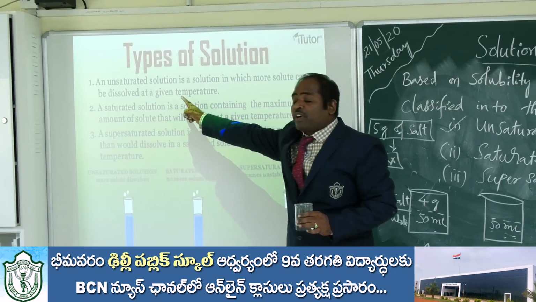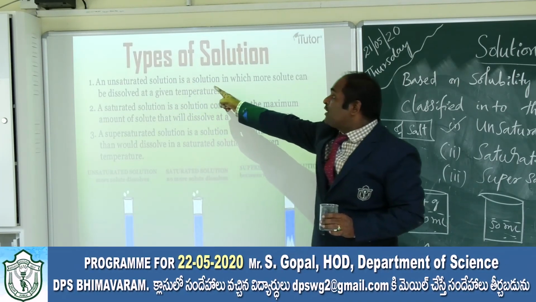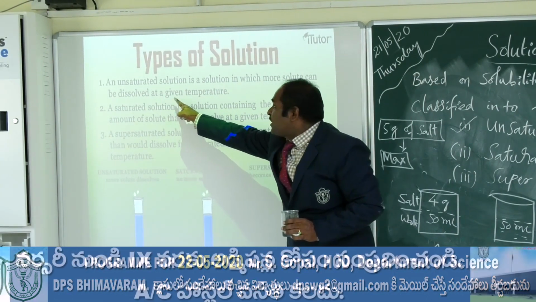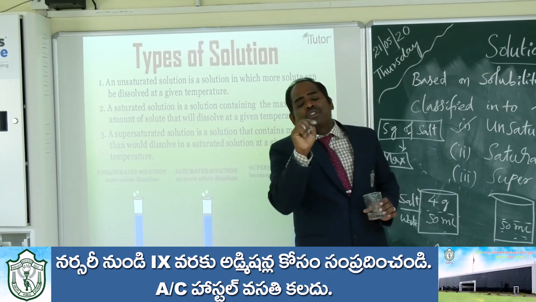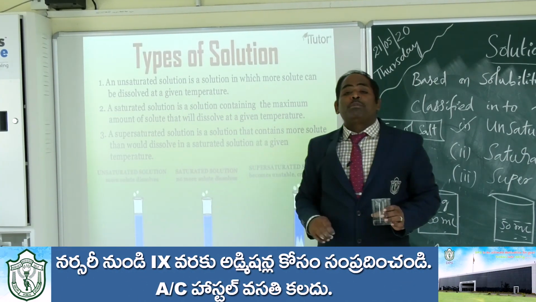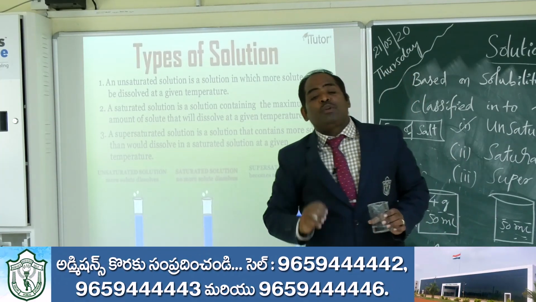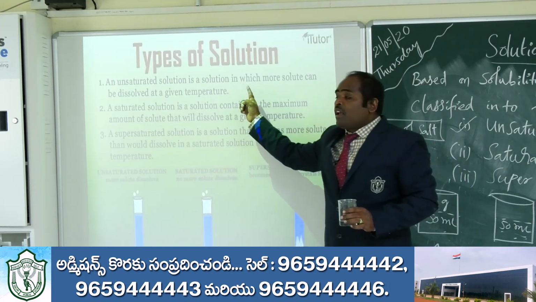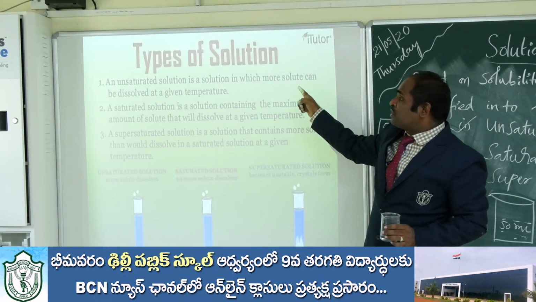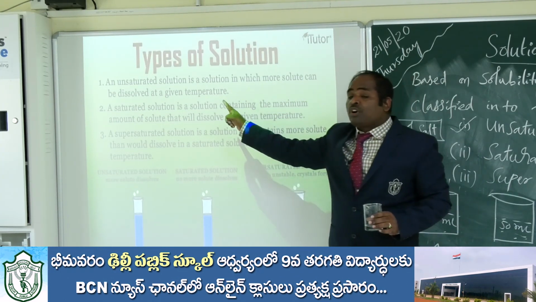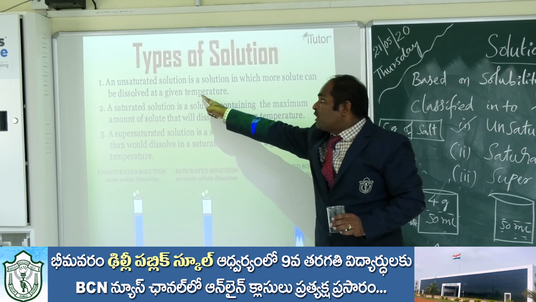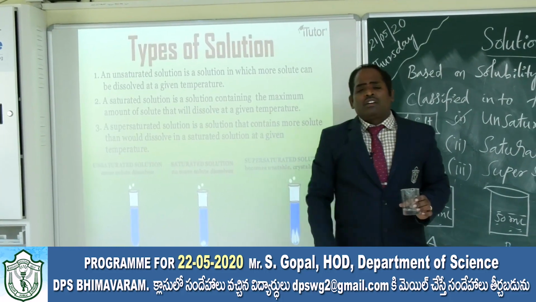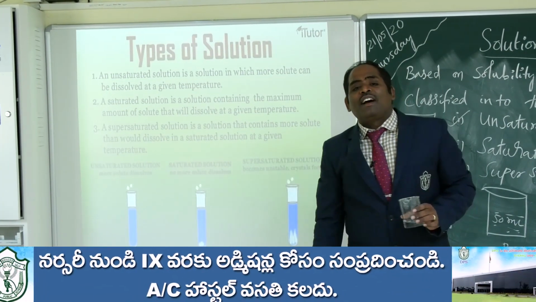You can write down the definition. What is an unsaturated solution? It is a solution in which more solute can be dissolved at a given temperature. Very good. Here the temperature is also a very important factor. We are discussing room temperature. Children, when the temperature changes, the solubility also changes. We will discuss that in the next lesson. But remember this definition: an unsaturated solution is a solution in which more solute can be dissolved at a given temperature, because the water is not satisfied with the 4 grams of salt.